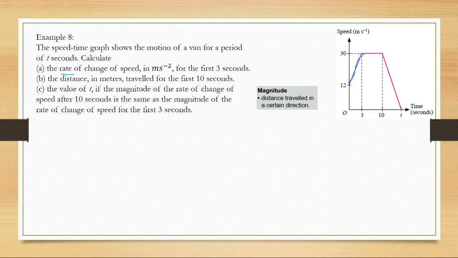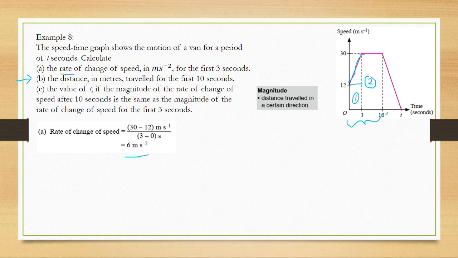So this point is 30, this point is 12. 30 minus 12 over 3 minus 0. Then you get the rate of change is 6 meter per second. Okay, and then if you look at V here, the distance in meter traveled for the first 10 seconds, you have to find the distance over here. It is a combination of a trapezium, for number 1, and a rectangle for number 2. So the formula to get the area for a trapezium is 1 over 2 times 3 times 12 plus 30, and then you plus 10 minus 3 is 7, multiply by 30. So you will have a total distance traveled of 273 meter.